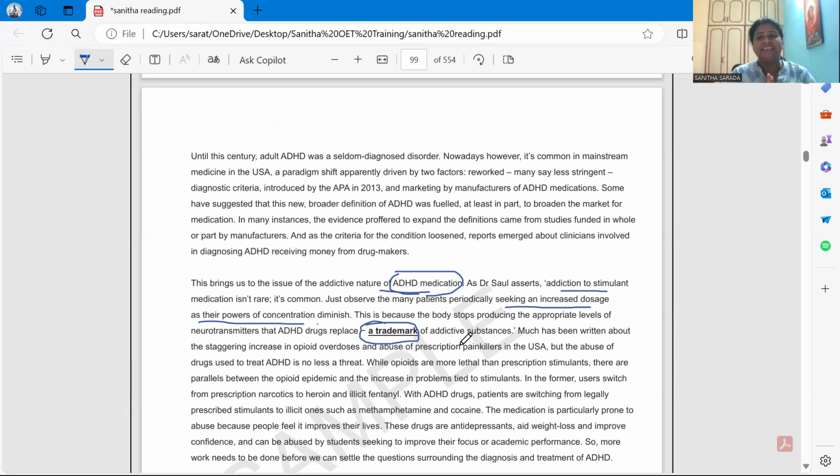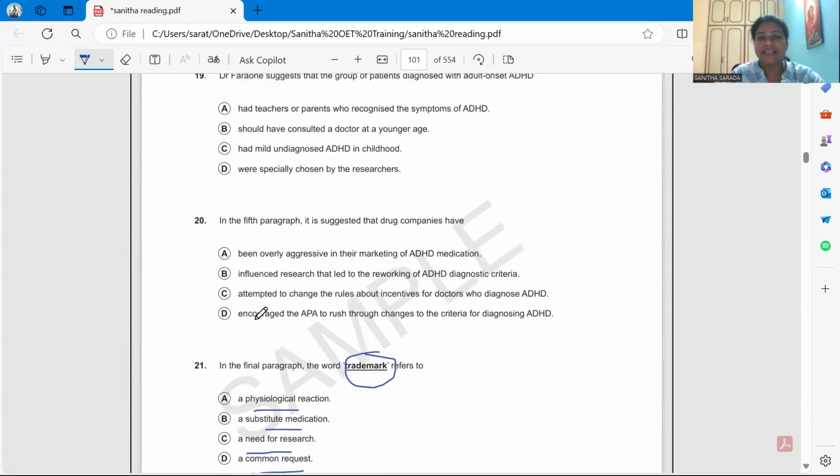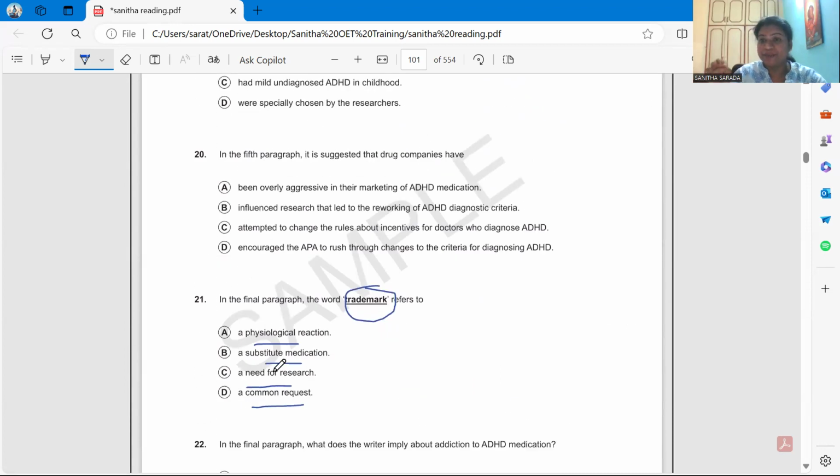That means I think definitely you got the answer without seeing the option. Also, you can write the answer. What is the answer here? Is it substitute medication? No, it is not substitute medication. Is there a need for research? No, there is no need for research. Is it a common request? No, it is not a common request, but it is a physiological reaction. Definitely, if you read the sentence this way, you will get the correct answer. This is a physiological reaction.